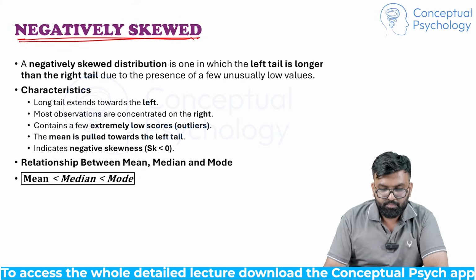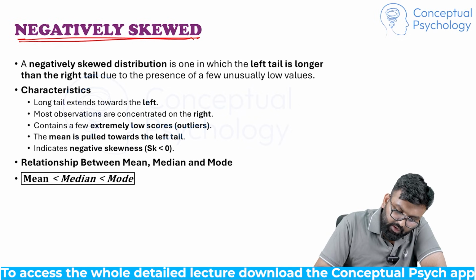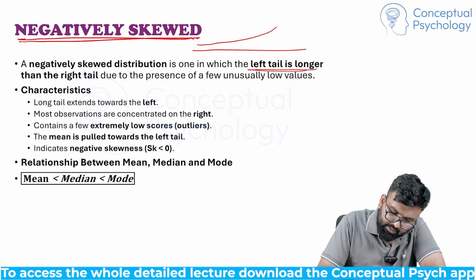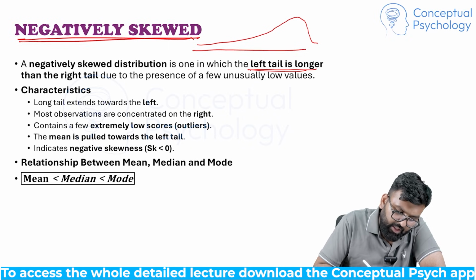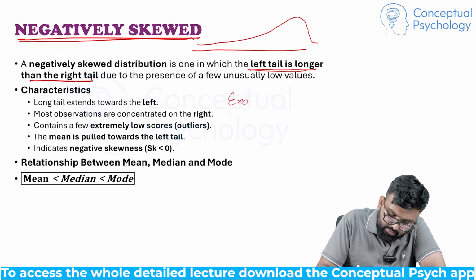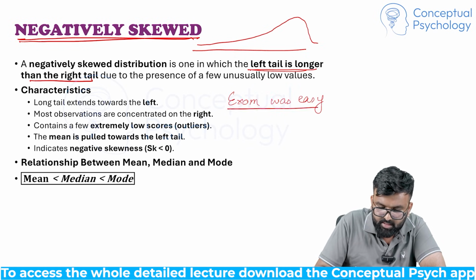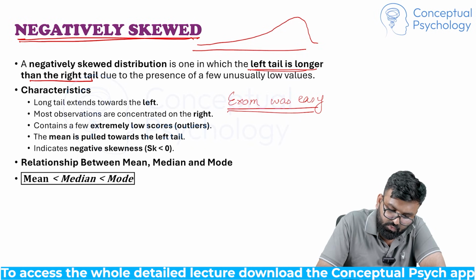Negatively skewed. In negatively skewed, the left tail is longer. इसका opposite हो जाएगा. Left tail is longer than the right tail. Suppose the exam was very easy. Easy था तो बहुत सारे लोगों ने high score किया है और बहुत कम है जिन्होंने low score किया है.